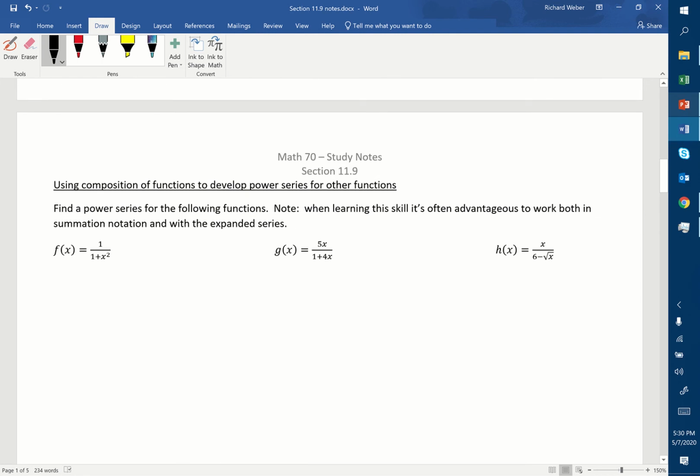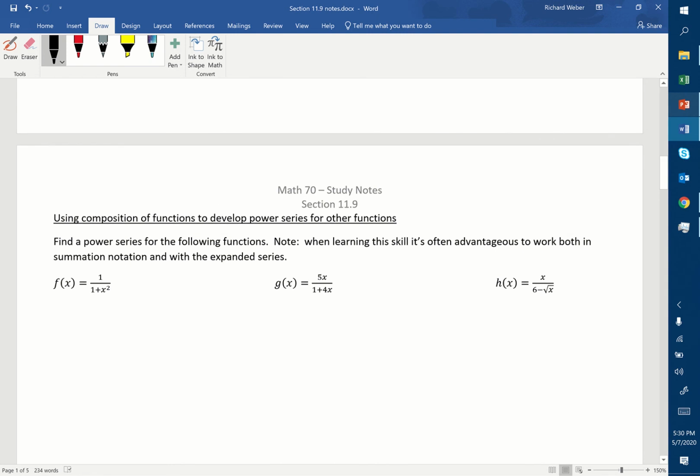Okay, so this is more stuff that we do. Suppose I want to find a series for this particular function. f of x is 1 over 1 plus x squared. The first thing you learn to do is that you are allowed to do composition of functions to build new series. You ready to try? Let's do this thing. So we need a little dividing line here.